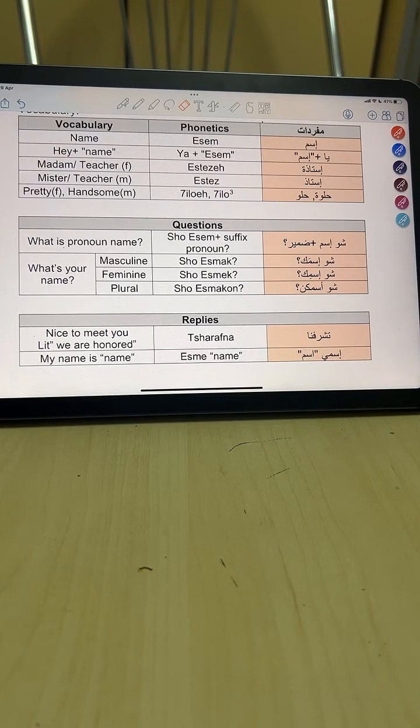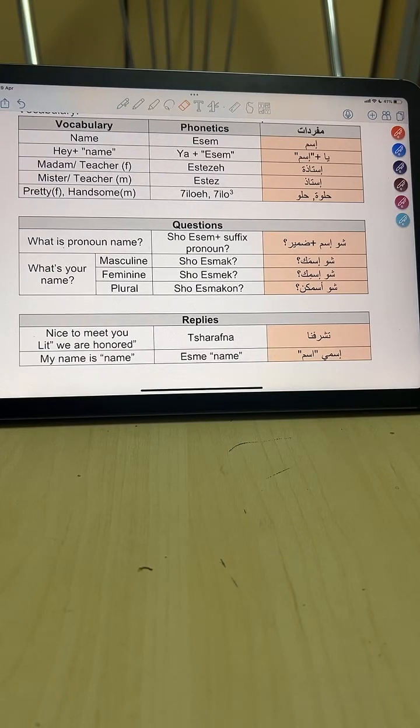Now, if we go up, you will see estes and esteze. Estes and esteze, they mean teacher. Estes is a masculine teacher, esteze is a feminine teacher. But we also use them to say sir. Like, if you see a random guy, you can call him ammu, which means uncle, or you can call him estes or esteze. If you use it in a certain tonality, it will be sarcastic, like you're taking ridicule of him.